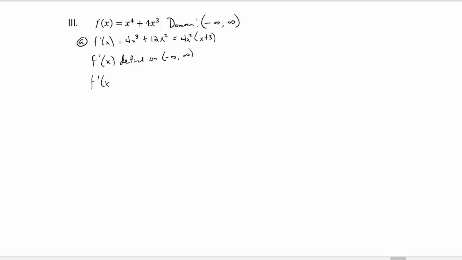And so f prime of x equals 0 means that 4x squared times x plus 3 equals 0. So 4x squared equals 0 gives us x equals 0, and then x plus 3 equals 0 gives us x equals negative 3. So these are our two critical numbers.